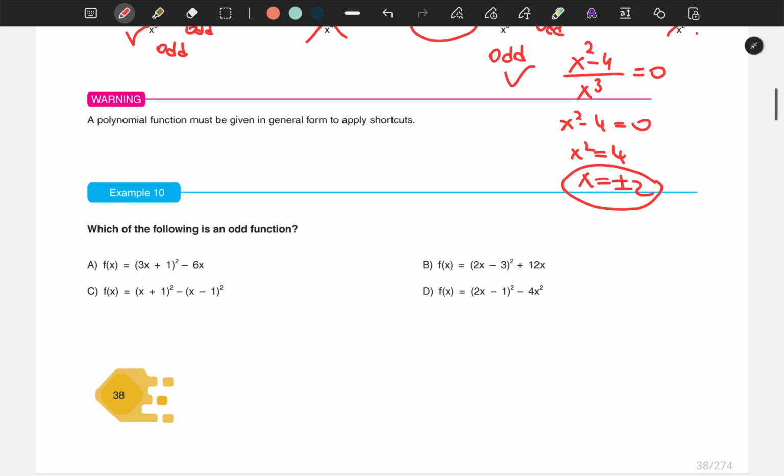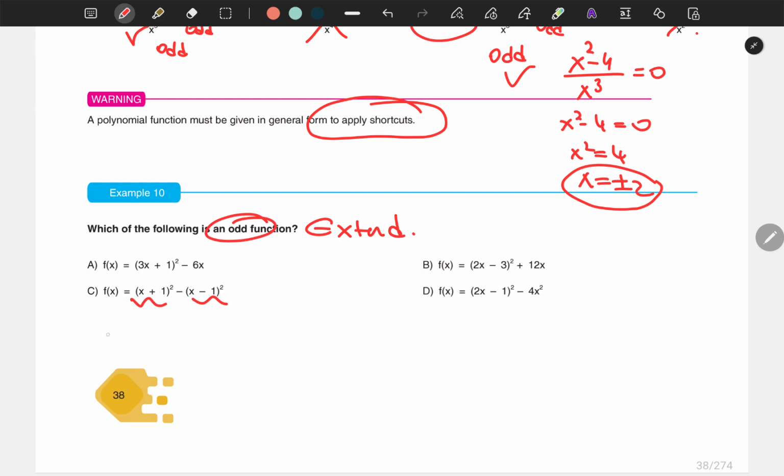Okay, a polynomial function must be given in general form to apply the shortcut. Yes, guys, this is important. You should expand it, guys. Which of the following is an odd function? Okay, odd. I have to expand it because with this one I cannot use the shortcut way. How can I expand it? Look, the C is, let me expand it.